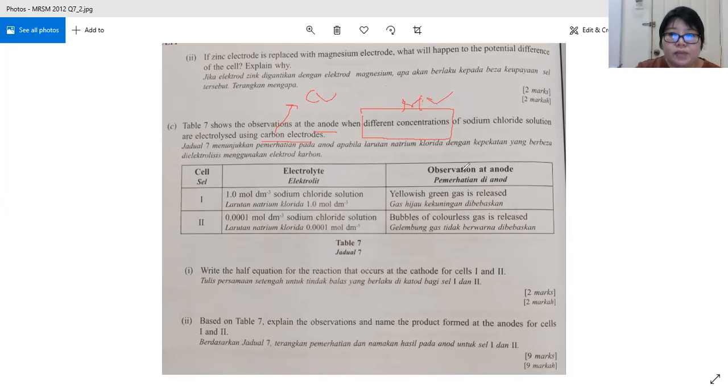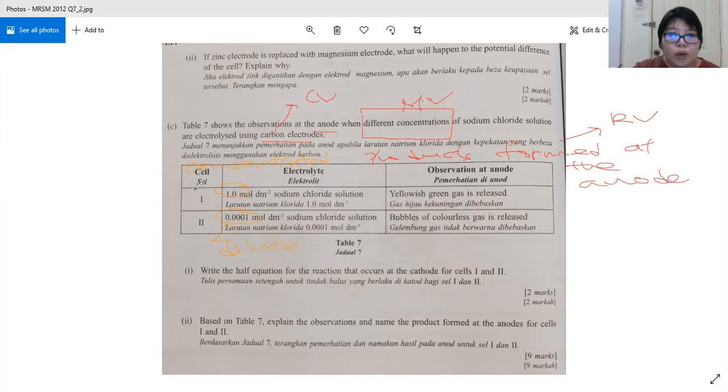Okay. Now we get observation that happened at the anode, where actually we relate to the products formed at the anode. This is actually the RV. Okay. Now, can you see this number 1.0? What can you tell about this 1.0? Yes, this is actually concentrated solution. Okay. Now, this one is a dilute solution.